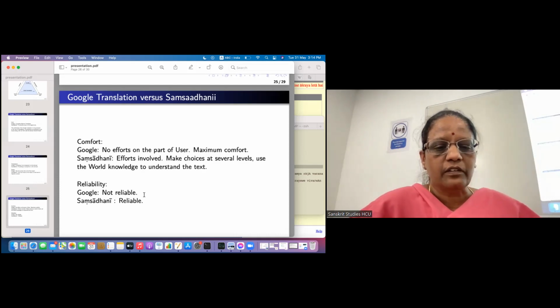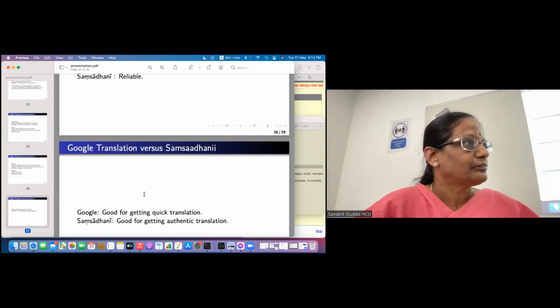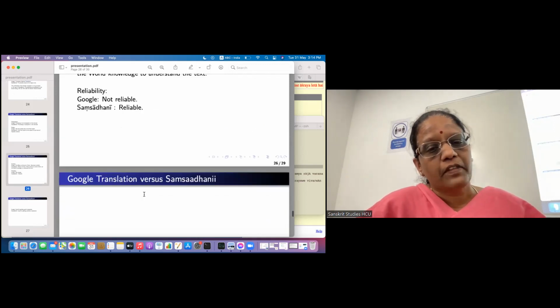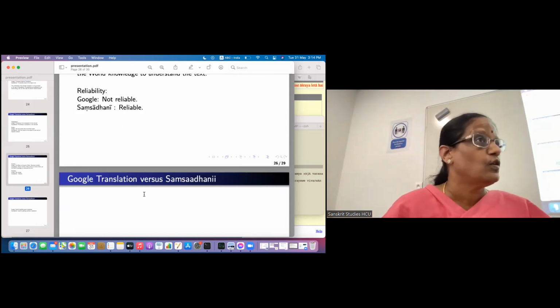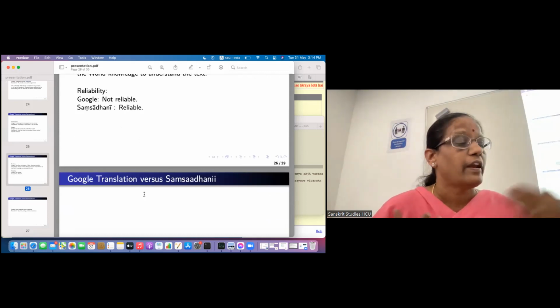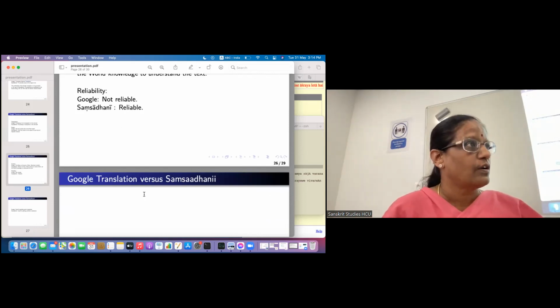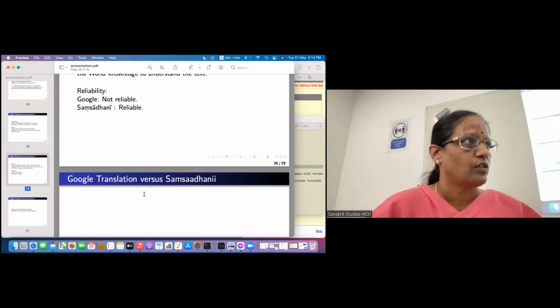Reliability, as we have seen, Google Translation is not reliable, whereas in Sansadhani, we see to it that the output is reliable. Judgment to say that it's not reliable, maybe you should say sometimes reliable. See, but how do we know? The translation is very good, but how do I know if I do not know Sanskrit? How do I know whether the translation is correct or wrong? So I need somebody who will tell me whether I should rely on it or not.